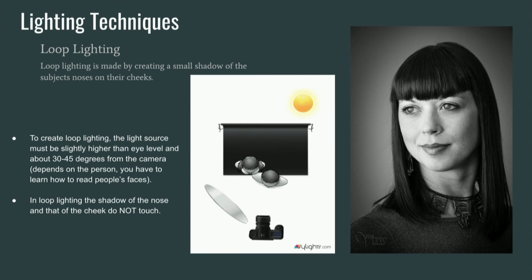Then there's something called loop lighting. Loop lighting is made by creating a small shadow of the subject's nose on their cheeks. To create loop lighting, the light source must be slightly higher than the eye level and about 30 to 45 degrees from the camera. Depending on a person, you have to learn how to read the person's face because it changes. Not every person is the same. Somebody may have a longer nose, somebody bigger cheeks. It depends. In loop lighting, the shadow of the nose and that of the cheek do not touch. You'll see why later. There's another type of light for that.